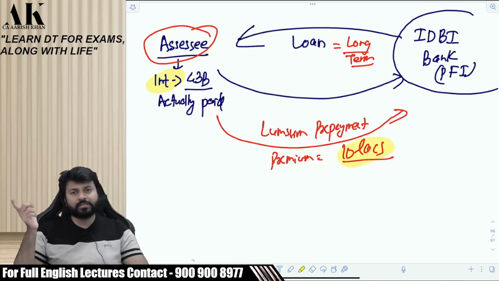When it comes to increasing the rate of interest, they will increase. But when it comes to reducing the rate of interest, they will not reduce suo moto. They will wait for the assessees to come and make a premium payment, and then they will reduce it. This is something which is very wrong.